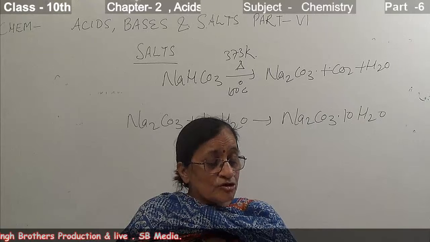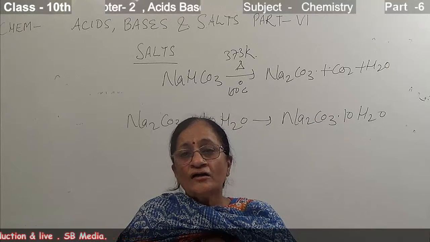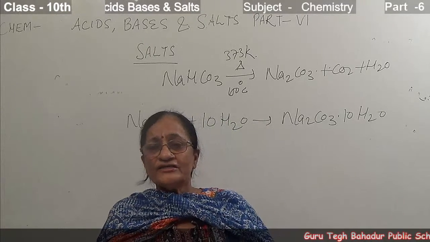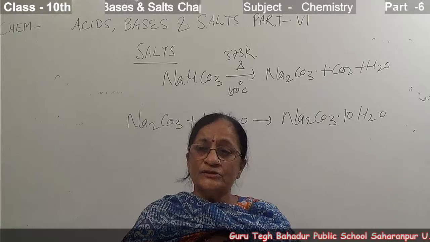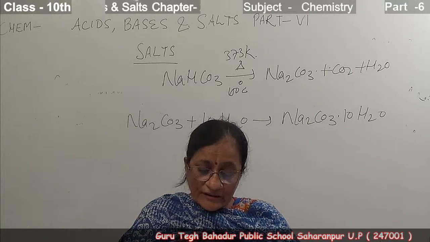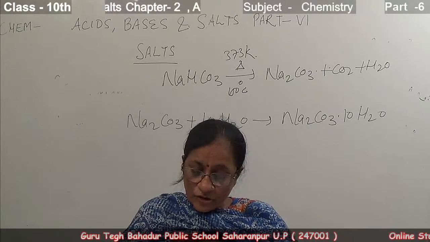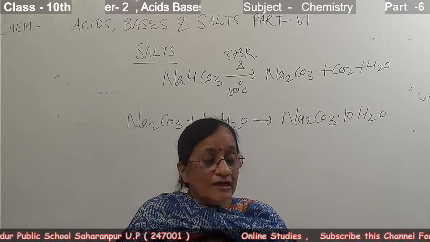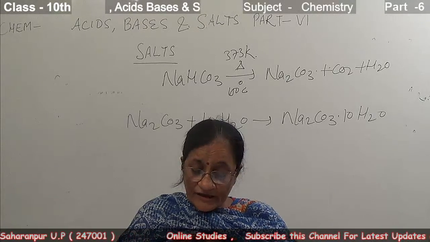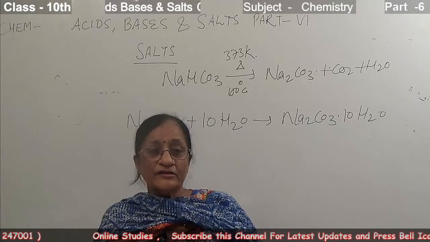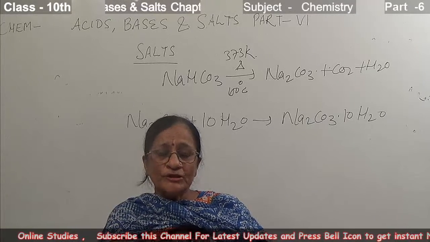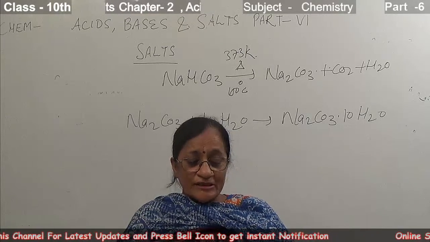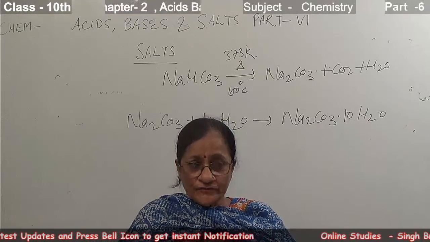Besides that, it is also used to remove permanent hardness of water. When water at a place is hard and it is to be made soft, then we use this washing soda and can remove the permanent hardness of water. It's also used in the petroleum refining industry. It can be used to refine petroleum products. So these are all the uses of washing soda.